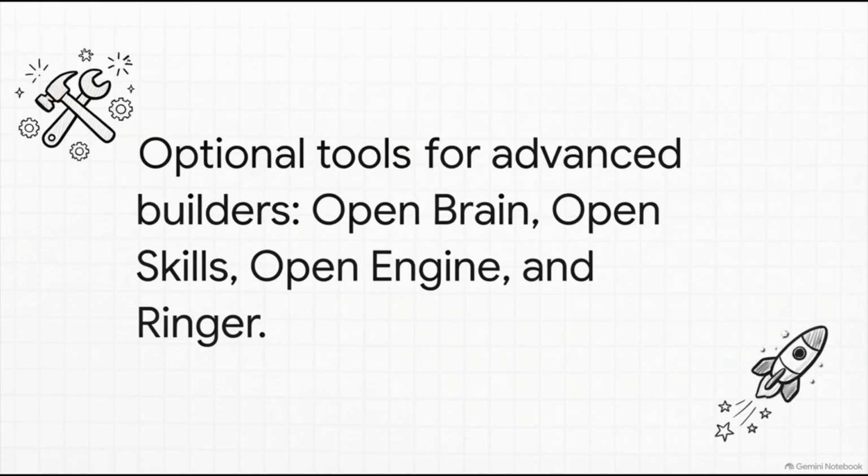Now, once you really master the basics, our source does mention a few supplementary toolkits designed by the creator for power users. Things like Open Brain for remembering long-term unstructured context, Open Skills for reusable AI behaviors, Open Engine for passing work between tools, and Ringer, which is an advanced multi-agent supervision system. Now, these are strictly optional next steps, but they really show you just how incredibly far you can scale this up once you get comfortable.